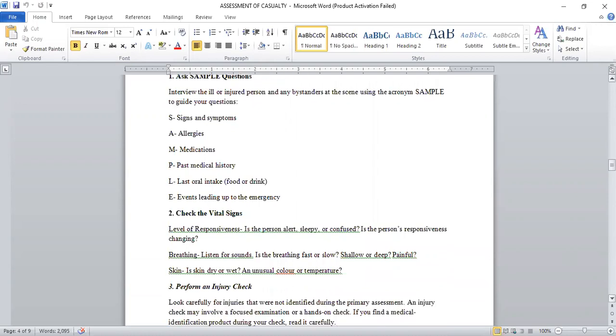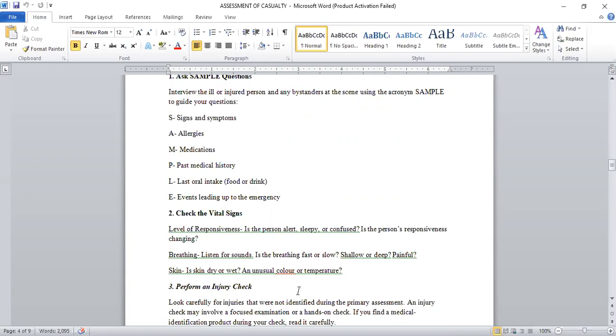So all these other points are trying to expound on the same. For example, we have the vital signs. The vital signs such as the level of responsiveness. Is the person alert, sleeping, or confused? Is the person responsive, changing? Breathing, skin changes, dry or wet, or unusual color or temperature. So these are things that you can identify on a person, the vital signs.